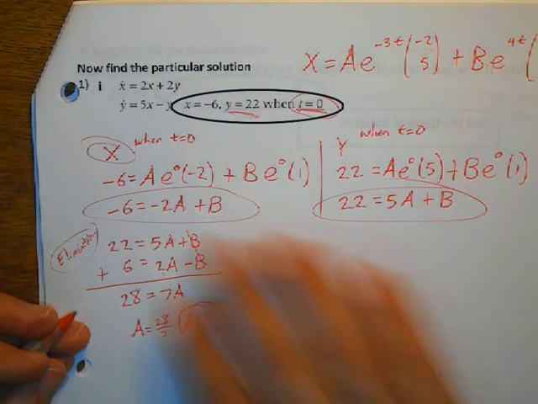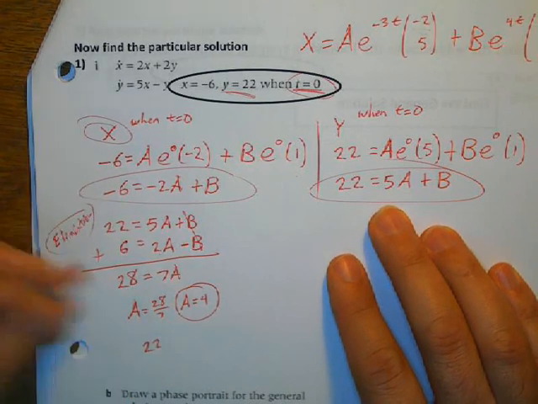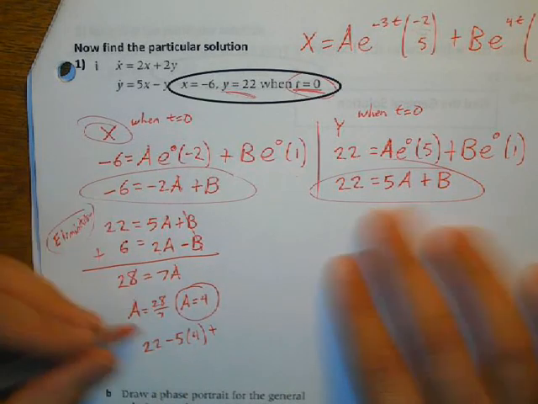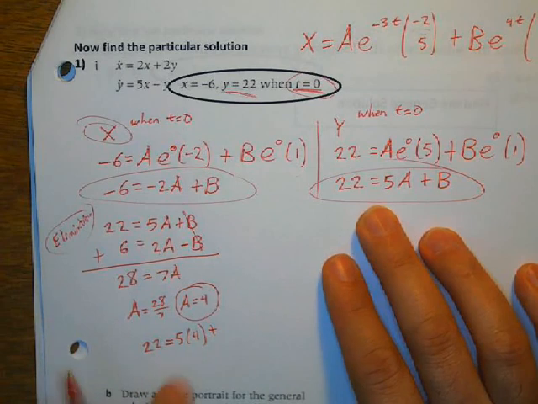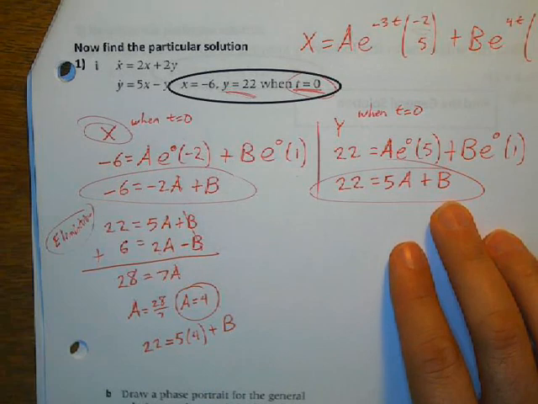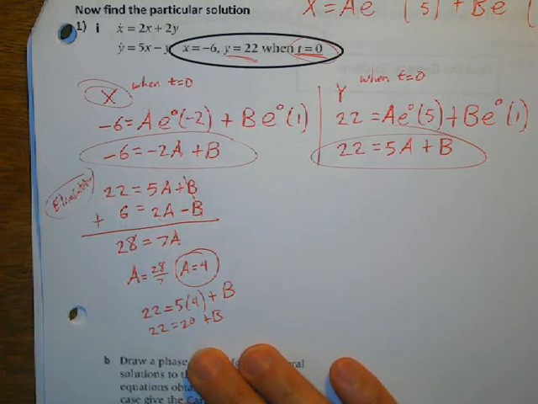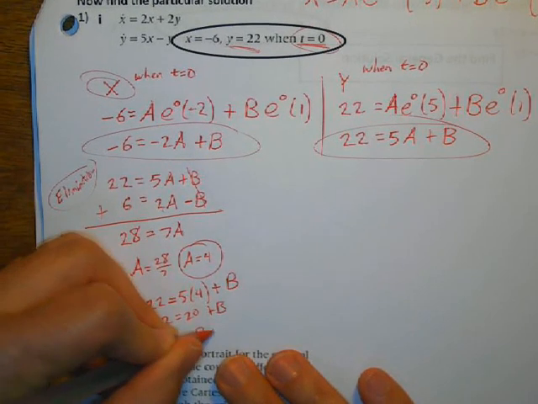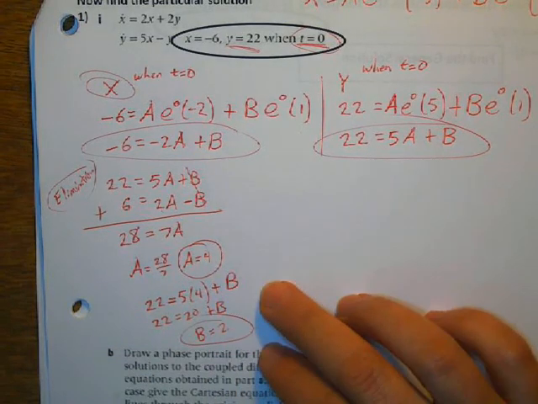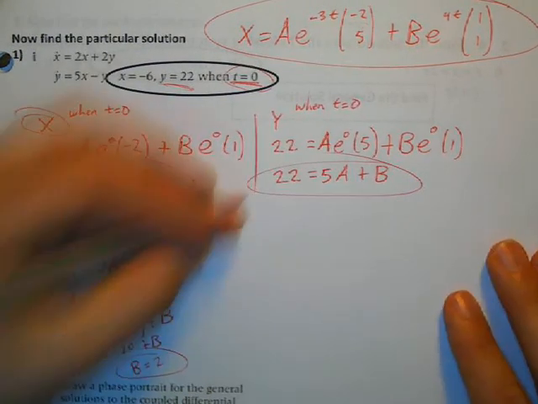I can take either equation. Let's pick this one here. 22 equals 5 times 4. I'm replacing a with 4, and then plus b. And now we're going to solve for b. So 22 equals 20 plus b. Subtract 20 on both sides. B equals 2. So now that I know my a and the b, I can rewrite the general equation and I can write a particular solution.